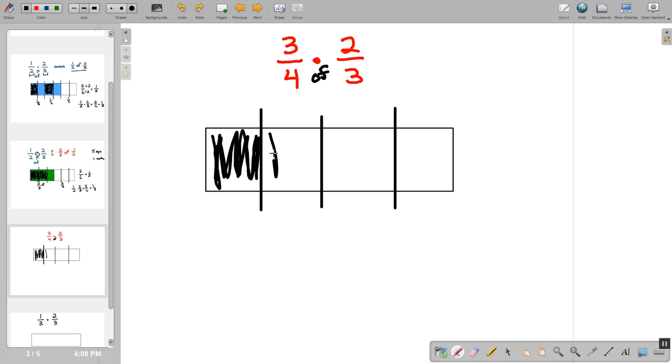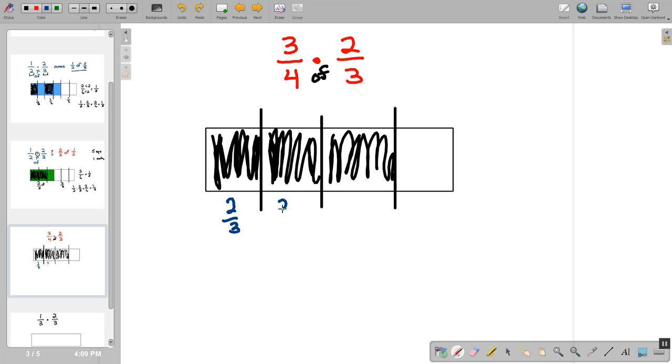Okay, so I'm going to do 1, 2, 3 fourths. Okay, so then I'm going to take each of my fourths and I'm going to shade 2/3 of it. So that means I'm going to cut each of these pieces into 3 equal parts, and then I'm going to shade 2 of those 3. Okay, so there's second, third, and final one.